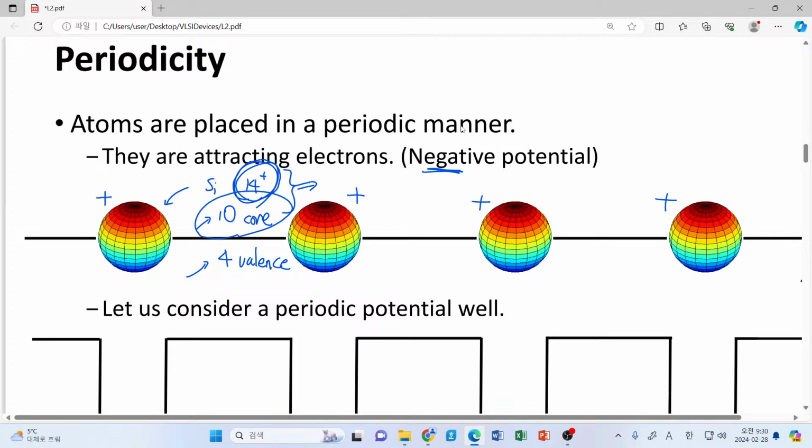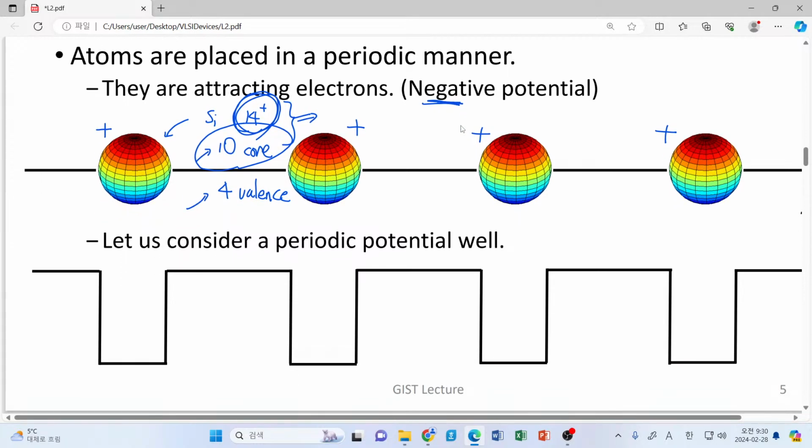From the viewpoint of another electron, they are quite attractive because they are positively charged. That's the reason why they can act as a potential trap for our electrons. If we go quite close to the atomic cores, the electrons are just captured, while this intermediate point is not preferred by our electrons because we don't have a positive charge there.